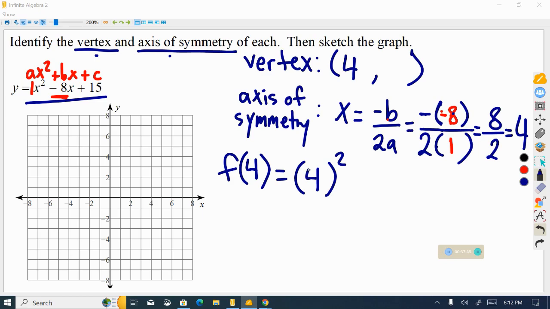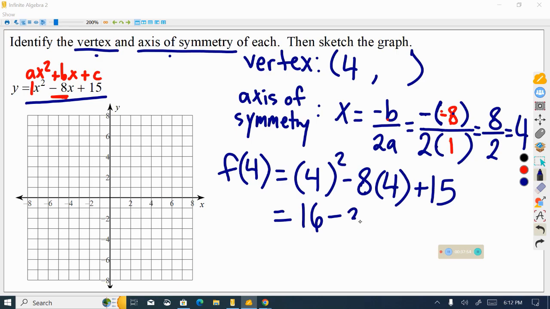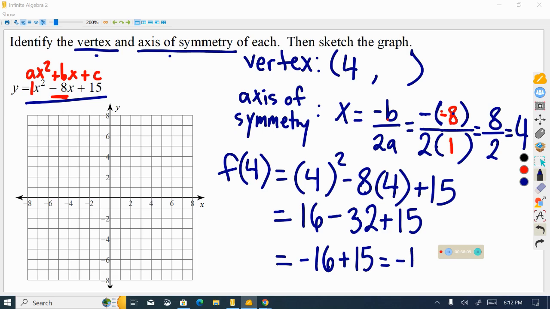We got 4 squared minus 8, and then I put a parentheses. I'm going to put the 4 inside of it, and then we got plus 15. Okay? And let's calculate. 4 squared means 4 times 4, that's 16. 8 times 4 is 32. And then we have to add 15. Okay, 16 minus 32 is negative 16. And then I have to add 15 to that. Negative 16 plus 15 is negative 1. So now we know the y-coordinate of our vertex.